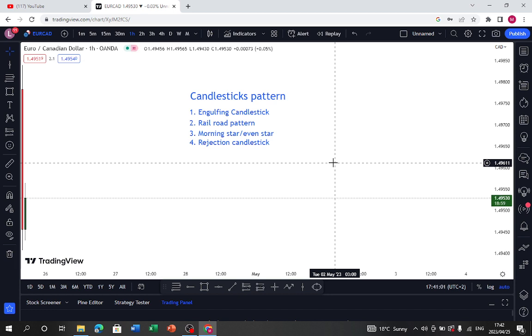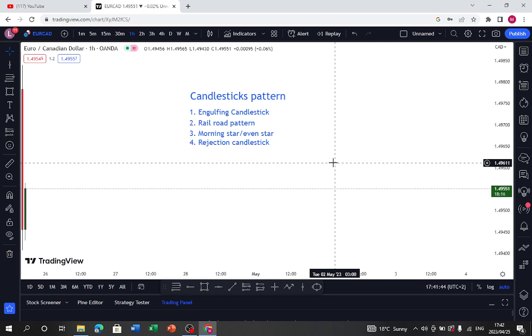The third thing, we're gonna look for a morning star or evening star. Morning star is gonna happen when we are buying at a support zone or demand zone. When we are selling, we're gonna look for an evening star at a resistance or on a supply zone, any point of interest around there. Then what else we're gonna look for? A rejection candlestick.